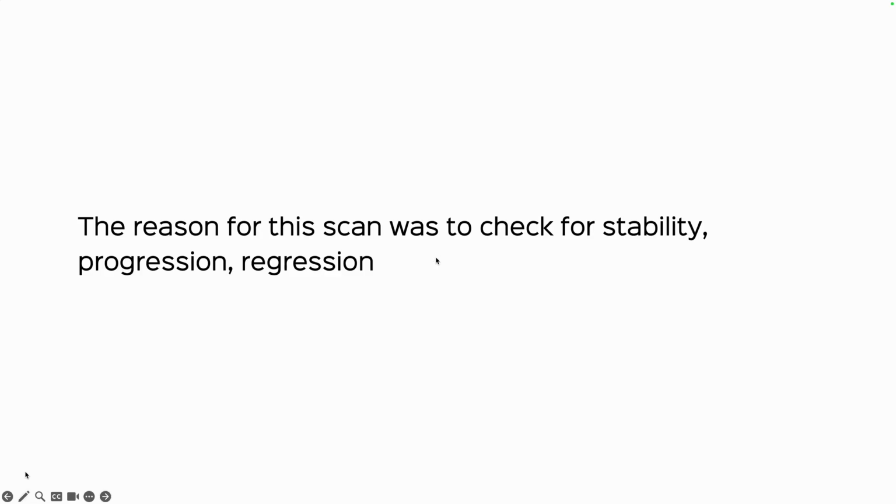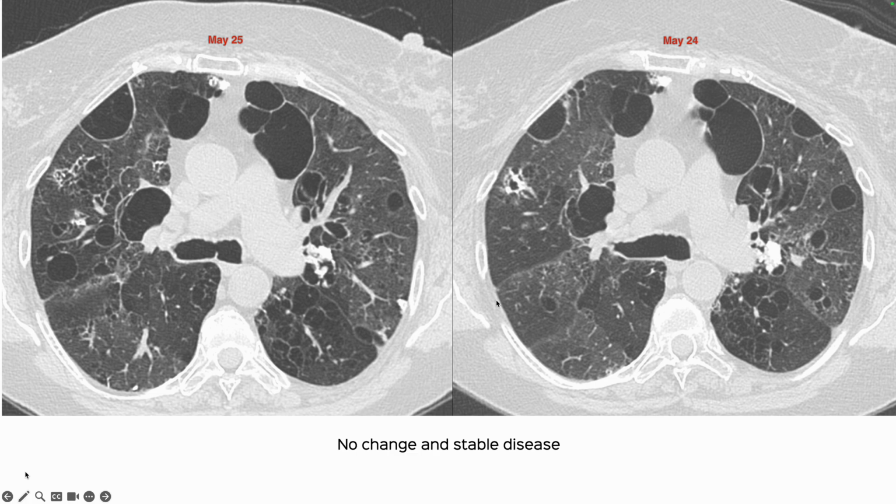But the reason for today's scan, or yesterday's scan, which I saw today, was to check for stability, progression, regression, and the disease is absolutely stable. There's no change in the cysts, in the interstitial lung disease, etc. And everything has remained stable for a year.